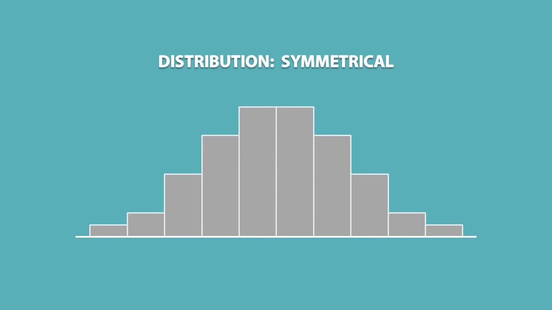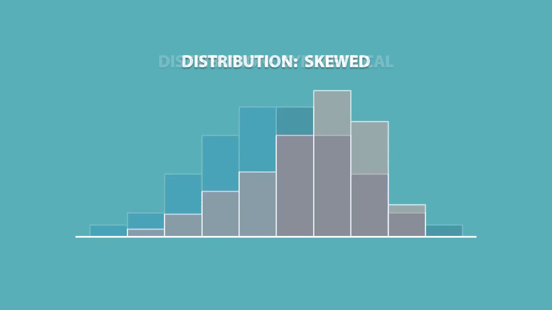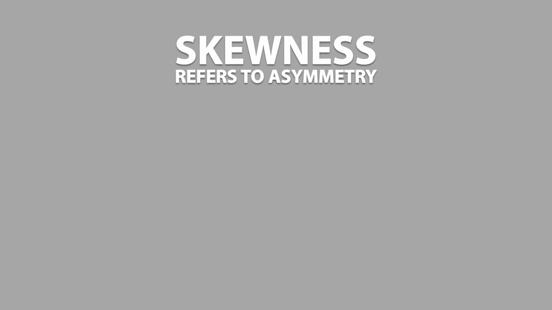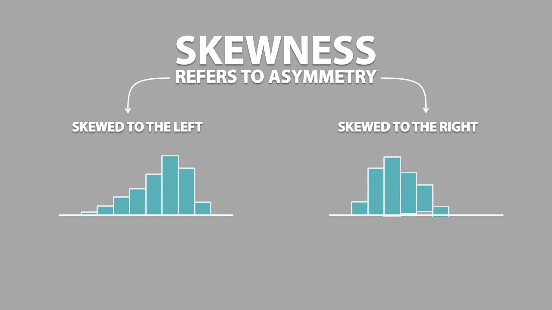A distribution is said to be symmetrical if it can be divided into two equal sizes of the same shape. In contrast, this would be a histogram that is not symmetrical. This is classified as a skewed distribution. Skewness refers to asymmetry. We can have distributions that are skewed to the left, and we can have distributions that are skewed to the right. We read skewness based on the direction in which the data points cluster.